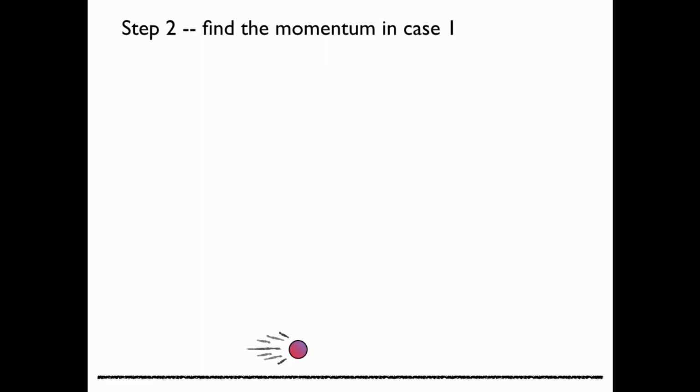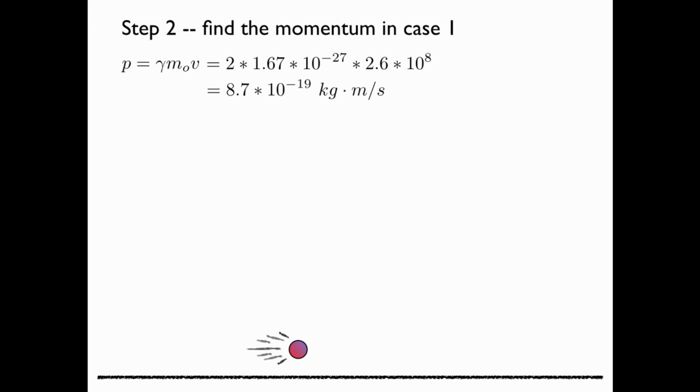Now we can find the momentum in case 1 by using the relativistic equation for momentum, which is the same as the old one except with the gamma out front. So we have gamma m v. We know gamma is 2, we just found that, and we know v, which we also just found, and we were given the rest mass. So we have a value for the momentum.